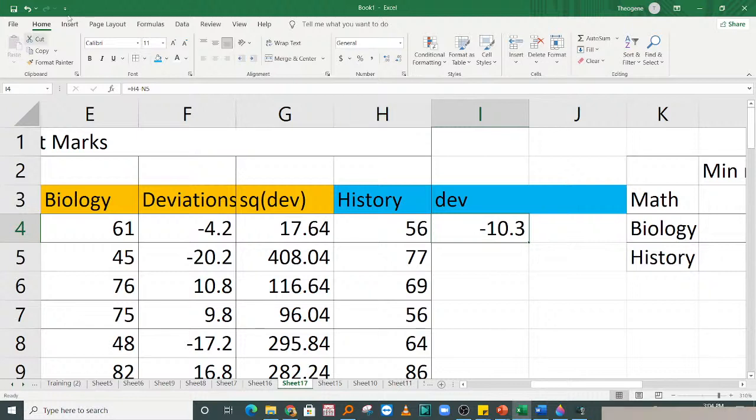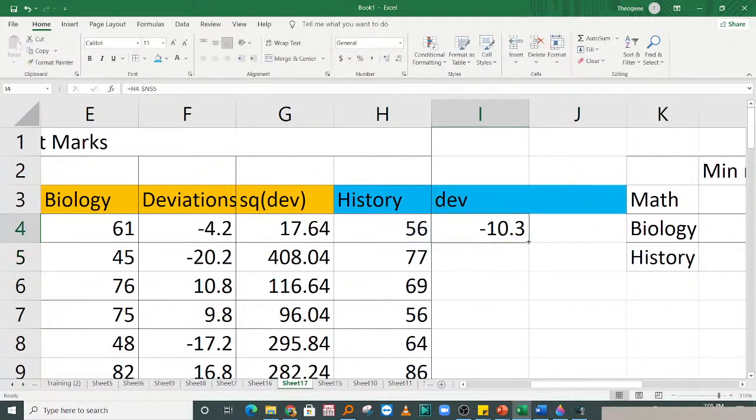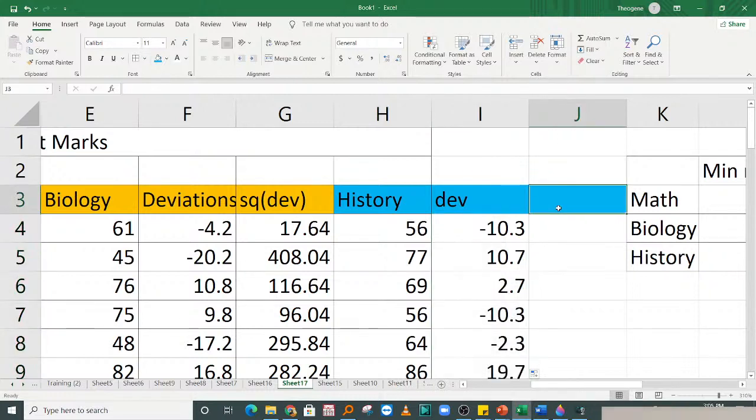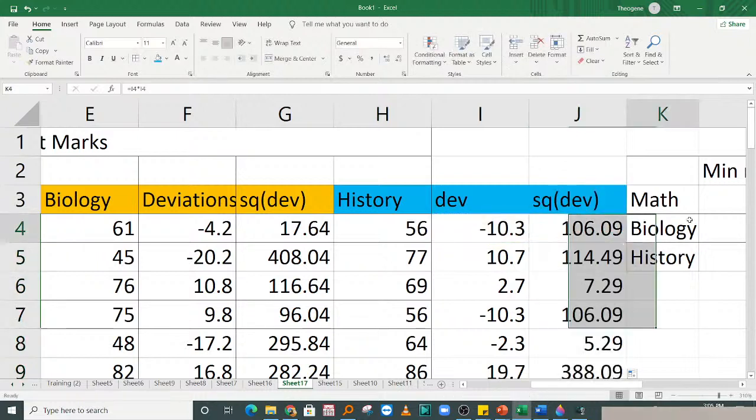Yes. So if you have questions, please go to comments and the chat and tell me what's wrong. How do you see this? So this N5 should be stable. Then I click F4. So here I now find the square of the deviations. The square of the deviation is what? You find this times itself. So it is equal there.